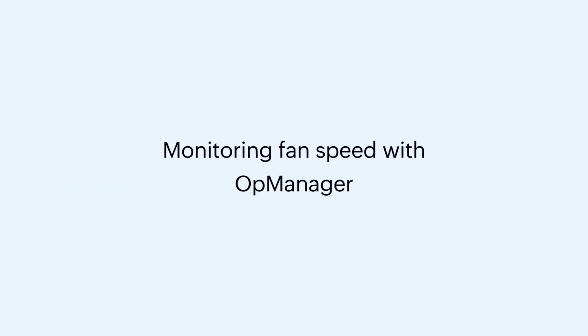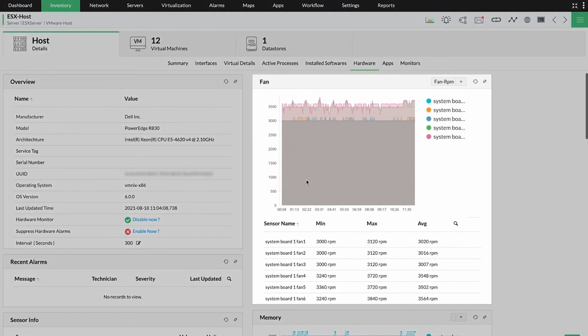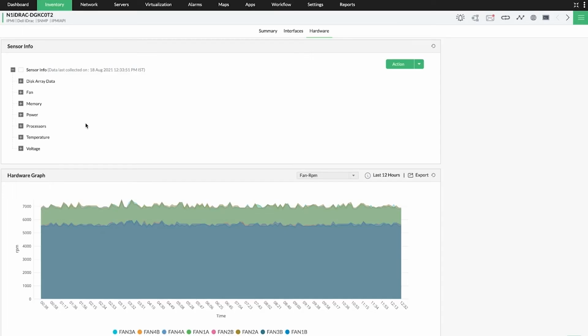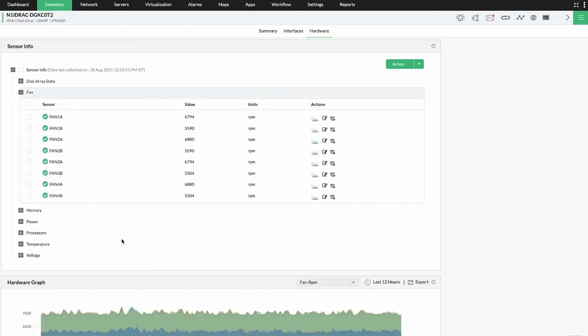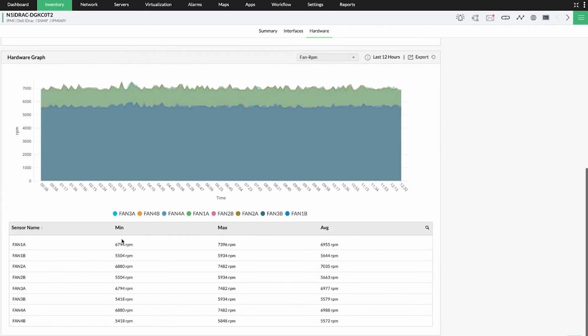Monitoring fan speed with OpManager. OpManager can monitor the fan status to make sure critical components are well ventilated with proper airflow distribution.